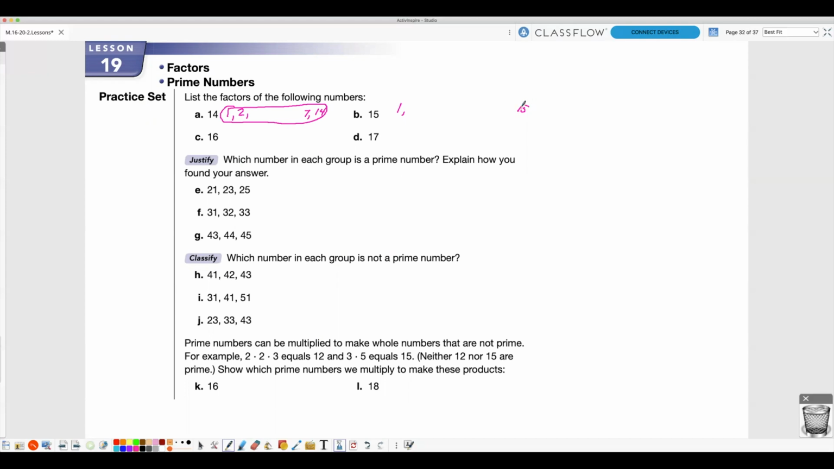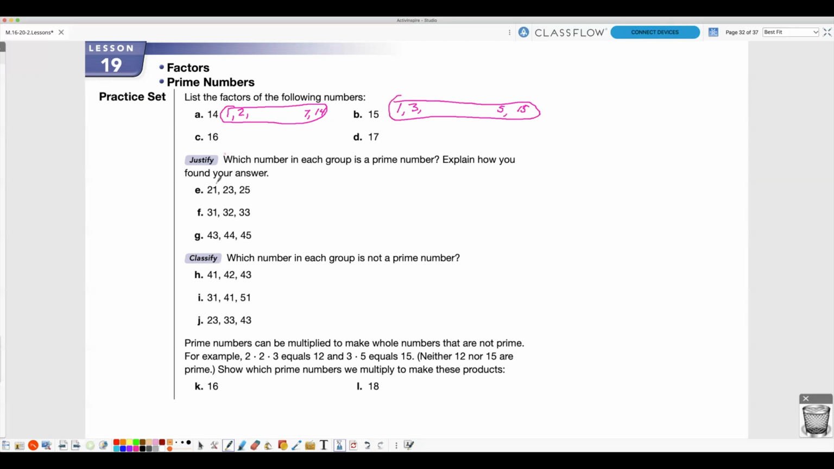So that does not work. 3 does. I know it's 3 times 5. So 3 times 5. 4 is the only other number between 3 and 5, and 4 times nothing will get me to 15 without a remainder. So the factors of this one are 1, 3, 5, and 15.